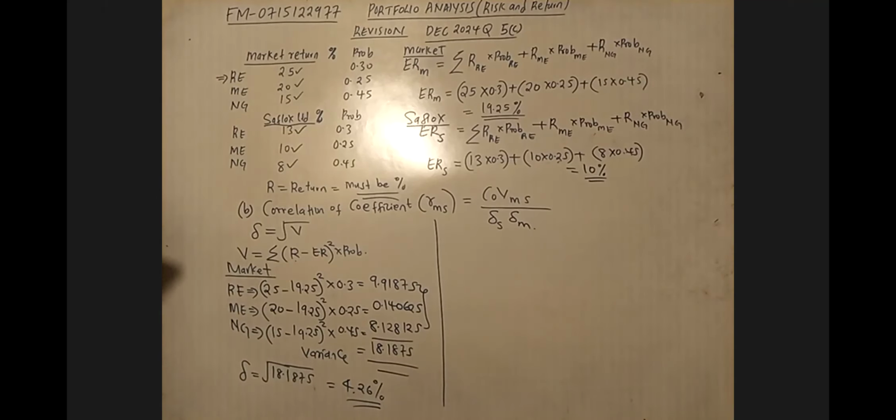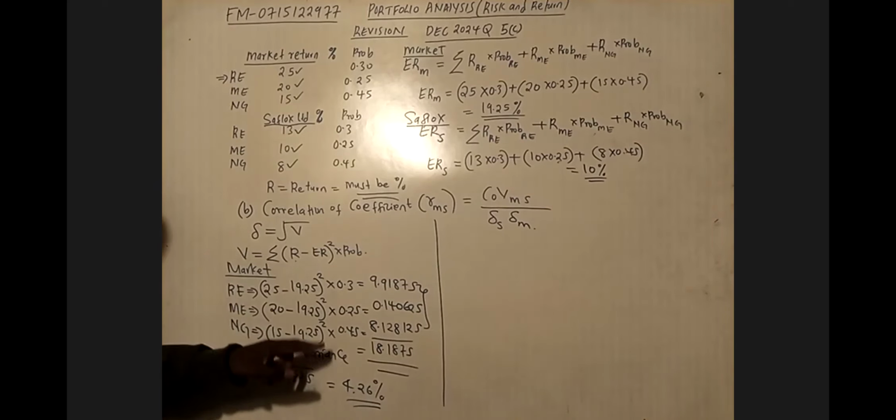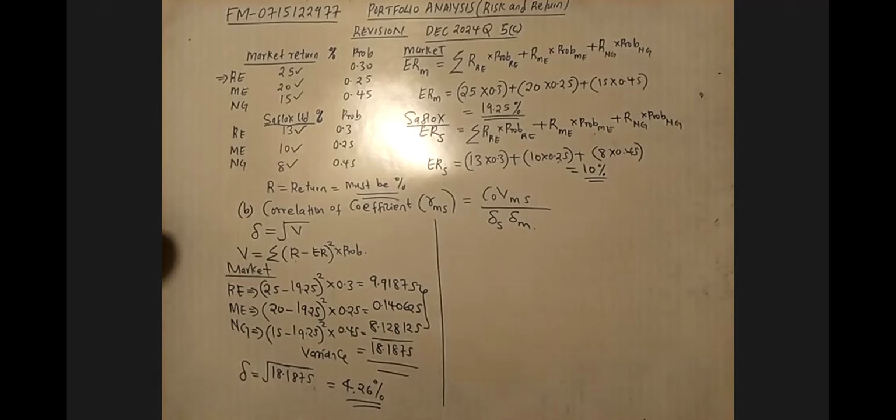So that's how you get the variance. For you to get the variance, you find the summation of the difference between return and the expected return, as you can see here. Then once you get the summation, you find the square root to get the standard deviation. The same process you repeat. So this is the standard deviation for the market.